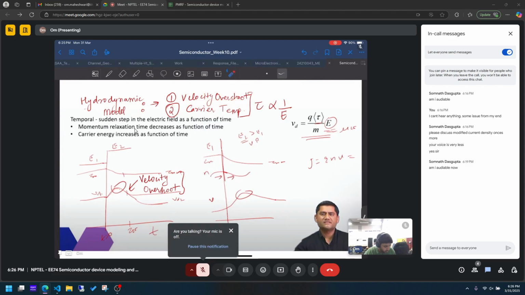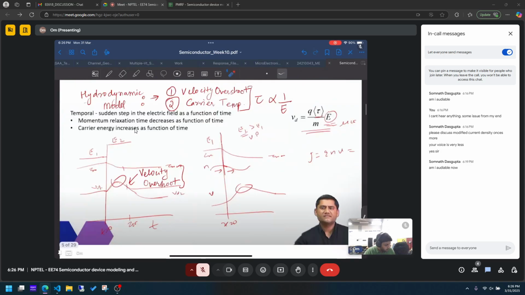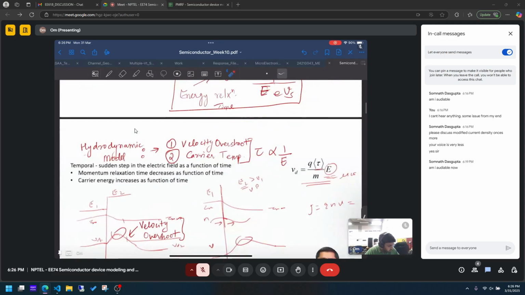What velocity overshoot is: we have seen tau is inversely proportional to energy, right? So this tau is inversely proportional to the energy, and energy depends on the electric field. So Vd we know is mu times E, and mu is defined as q tau by m.